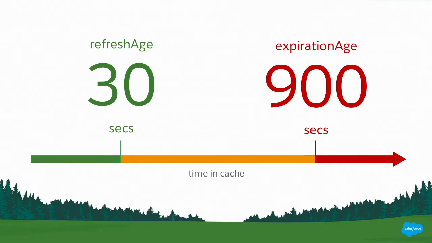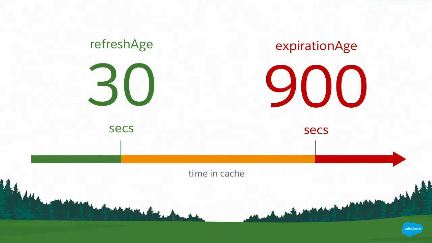And the other one is called the expiration age, and its value is set to 900 seconds, which is 15 minutes. All right, so how does it work? When you make a call to the server, if we made that call before and we have the data in the cache and it has been in the cache for less than 30 seconds, we will give you that value. We will not go back to the server.